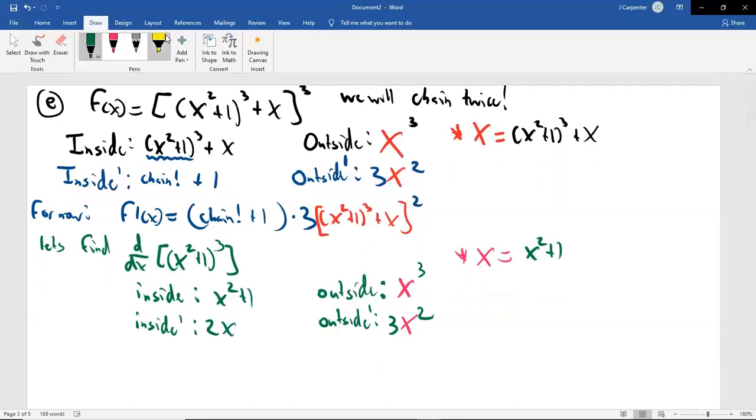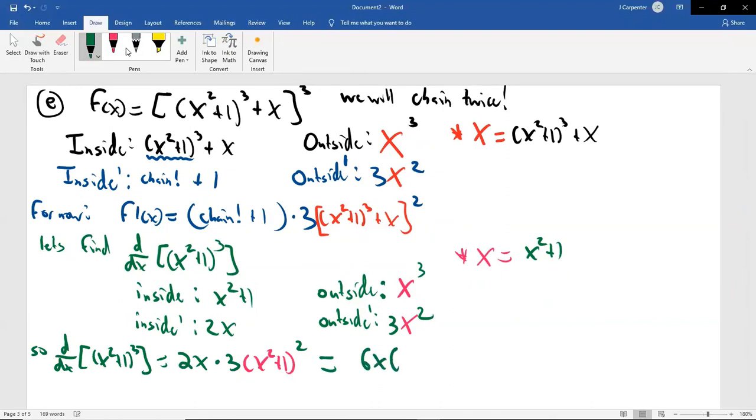Okay. So that says the derivative of the inner thing we had to chain is going to be the derivative of its inside, which is 2x, times the derivative of its outside, which is the 3x squared, but again, the magenta is really x squared plus 1, or the pink, whatever you want to call that color. And that's squared. The one thing we can do with this that's easy is the 2x times the 3 is 6x. So 6x times x squared plus 1 squared.